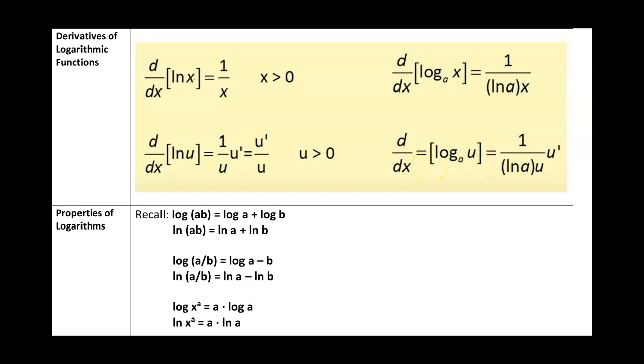Now recall some properties of logarithms. If you have log of ab, where we're multiplying two terms under the same log, when you expand it, it becomes log of a plus log of b. Same thing for natural log. Log of a divided by b equals log of a minus, and I'm sorry, this should be log b, not just b. So please correct that in your notes. Ln of a over b is ln of a minus ln b.